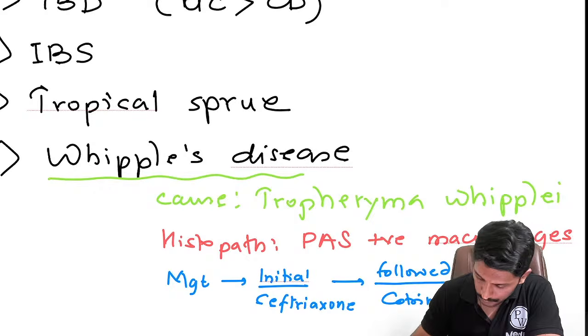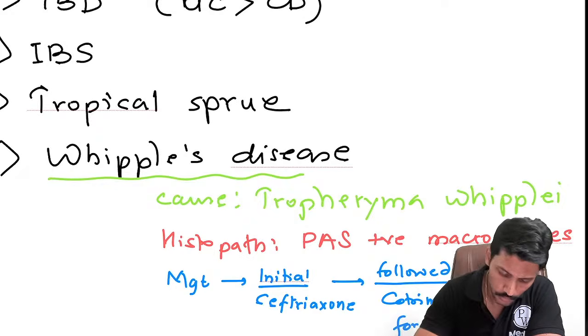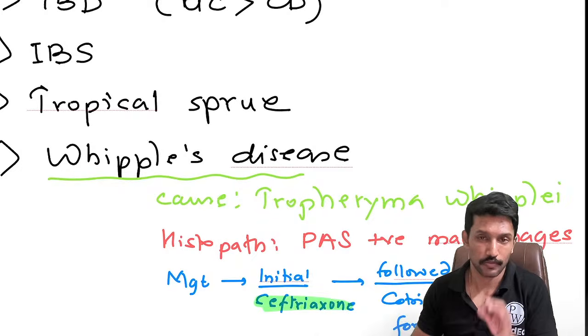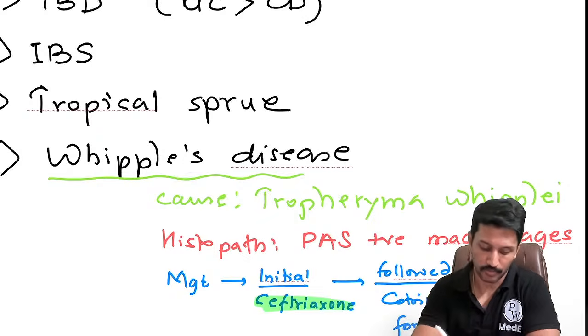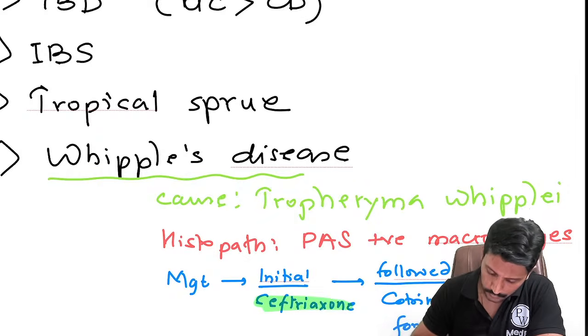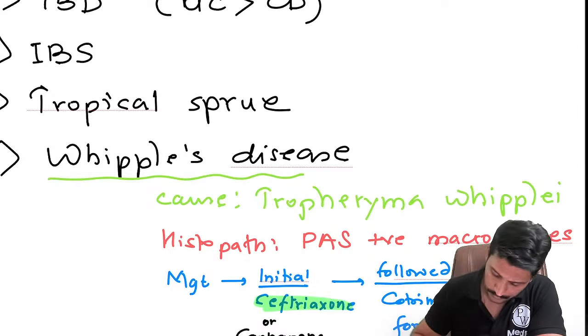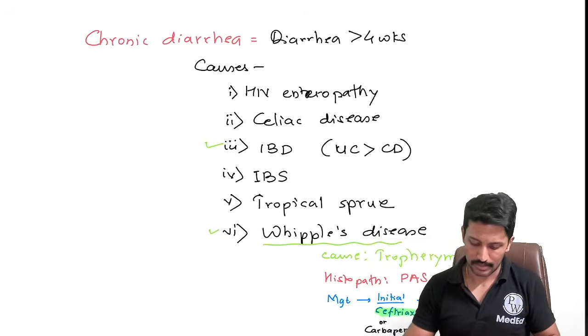cotrimoxazole for 1 year. So if they ask you what is the drug of choice, ceftriaxone is the initial drug of choice for eradication of infection. As an alternative, you can also consider carbapenems, that is like meropenem or imipenem. Okay, so that's about Whipple's disease.